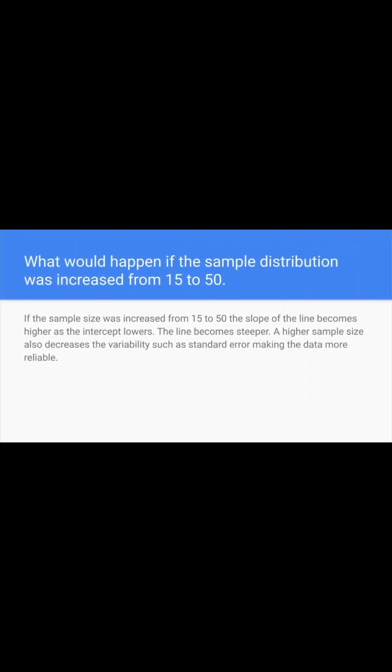At last, this activity asks us what would happen if the sample size was increased from 15 to 50. My answer is, if the sample size was increased from 15 to 50, the slope of the line becomes higher as the intercept lowers. The line becomes steeper. A higher sample size also decreases the variability, such as standard error, making the data more reliable.